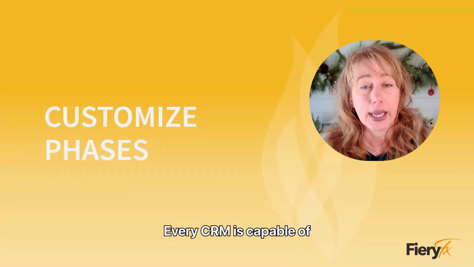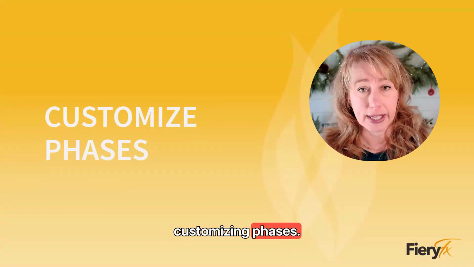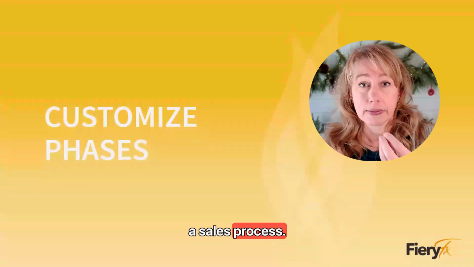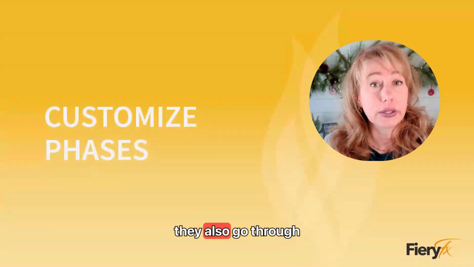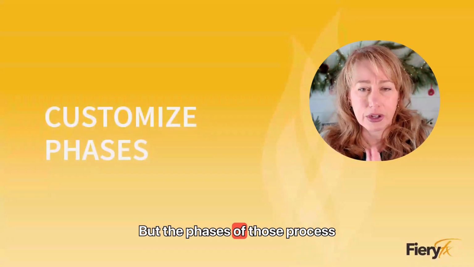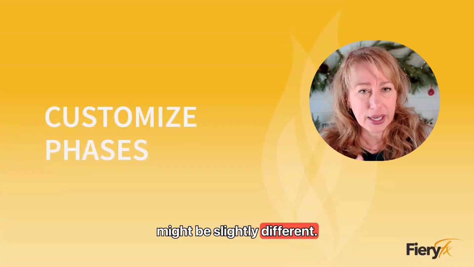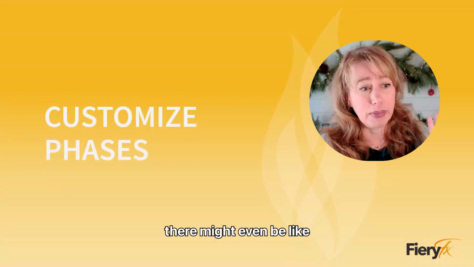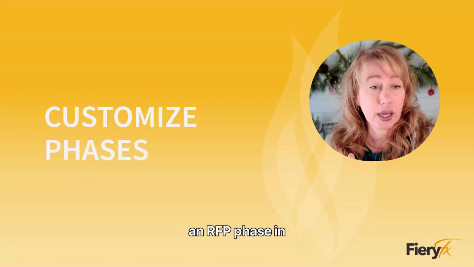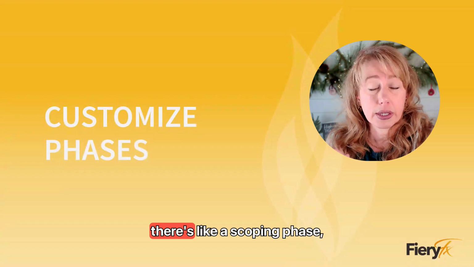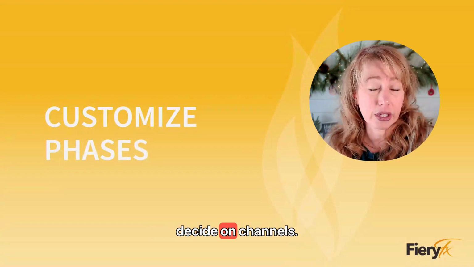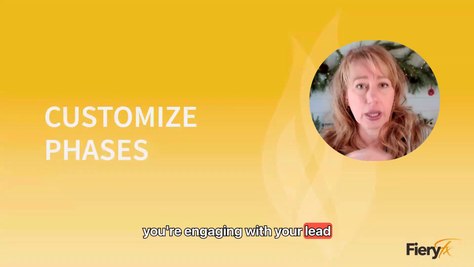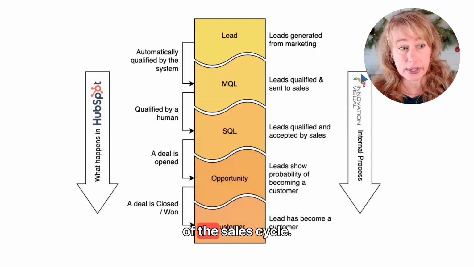All right. Next, we're going to get into customizing phases. Every CRM is capable of customizing phases. Now, what do I mean by that? Well, in your business, people go through a sales process. In somebody else's business, they also go through a sales process. But the phases of those processes might be slightly different. If we're talking about a construction industry, there's a proposal phase. There might even be like an RFP phase. In social, there's like a scoping phase, and then you have to decide on channels. So there's different ways that you're engaging with your lead throughout the process. Those are the phases of the sales cycle.